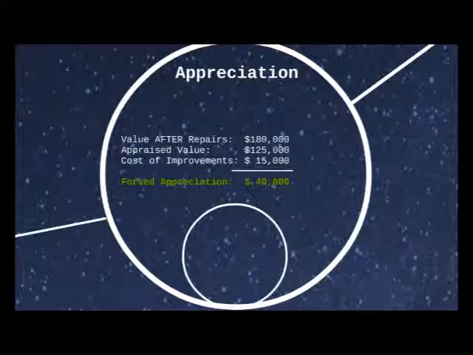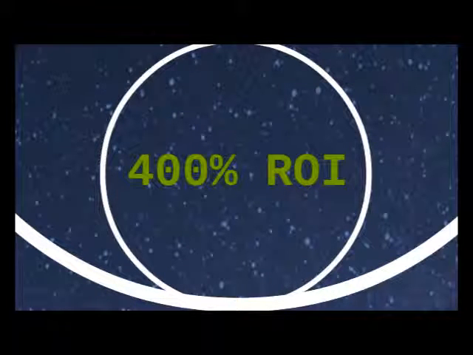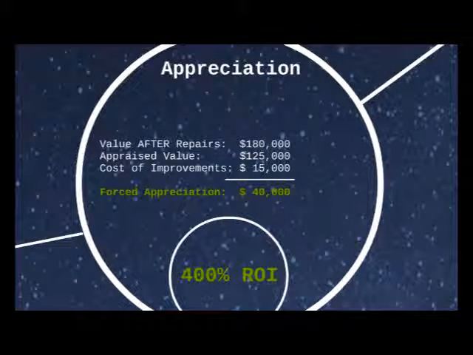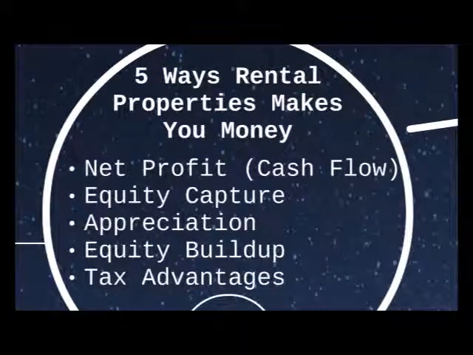When you get it appraised, it'll be worth more money. Let's say, for example, it's worth $180,000, minus the appraised value of $125,000 and the cost of improvements of $15,000. So that is $180,000 minus $140,000, which is $40,000 of forced appreciation just by fixing up the property. That is a 400% return on investment, because you take the $40,000 divided by the $10,000 that you put in as a down payment, which equals a 400% return on investment. Crazy money being made in real estate. The next one, equity buildup.